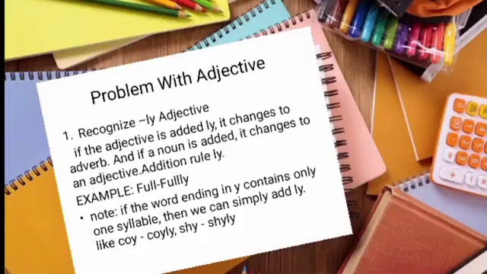If an ly is added to an adjective, it changes to an adverb, and if ly is added to a noun, it changes to an adjective. The addition rule for ly. Remember, we only need to add ly to the end of the adjective. For example, loud can be loudly, beautiful, beautifully, and the others. Okay, and keynote, you can remember it: note, C, or consonant.